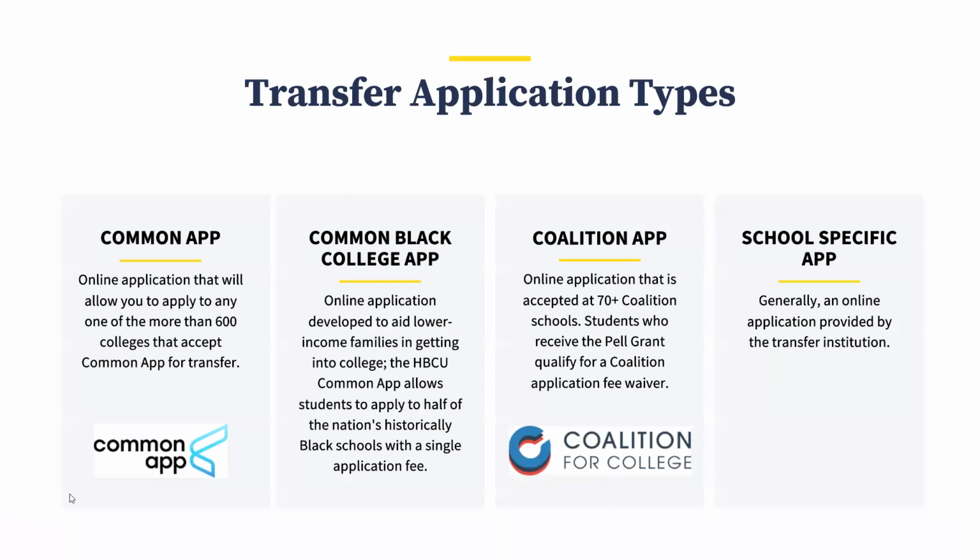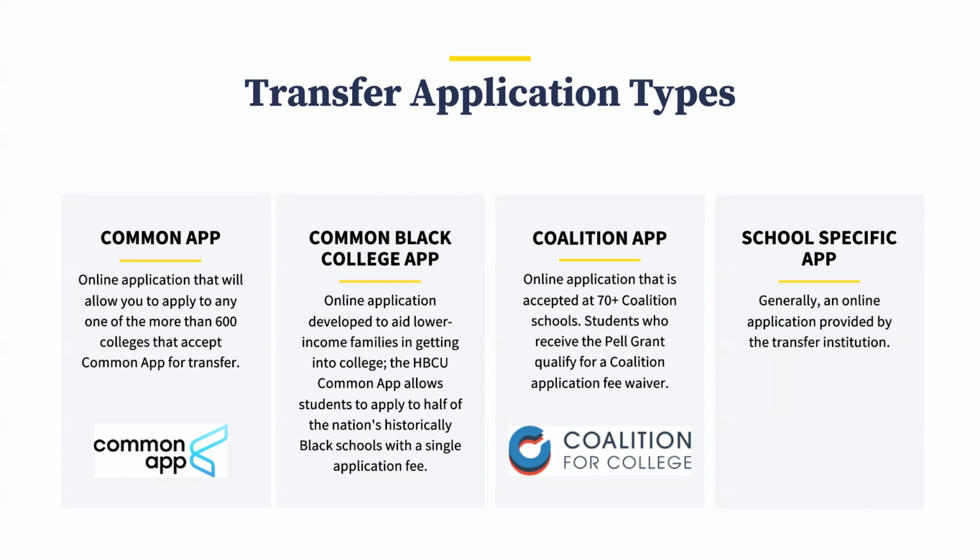Completing that transfer application: for most of our universities now, you're able to use the Common App. This is an online application that will allow you to apply to any of more than 600 colleges, and you can simply find it by doing a quick web search for Common application. There's also the Common Black College application, an online application for low-income families that lets you apply to historically Black colleges and universities with a single application.